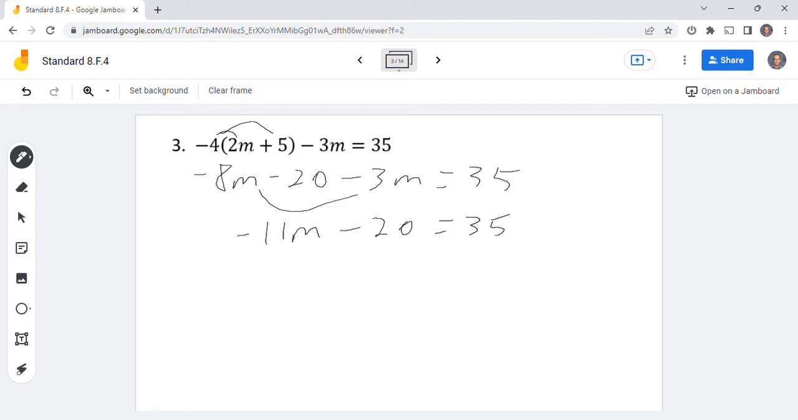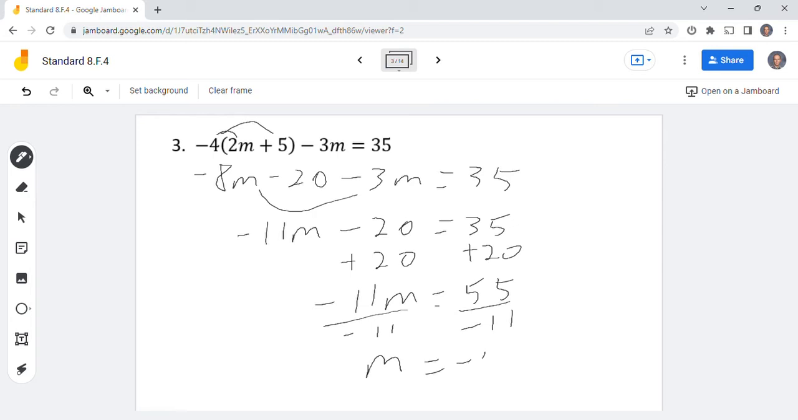Now all of our like terms are on opposite sides, so we got to get that 20 over to the other side. We're going to undo the subtraction by adding 20. That leaves us with negative 11m on the left. 35 plus 20 is 55. We're going to divide by negative 11 to get m by itself, and we end up with negative 5 on that side.